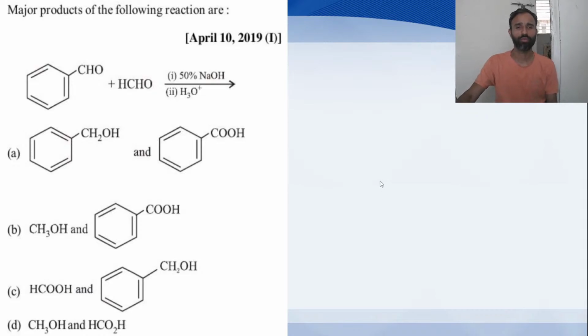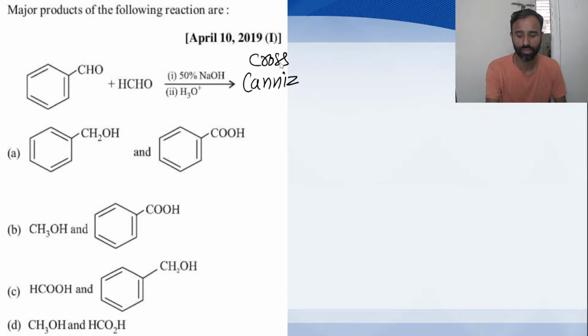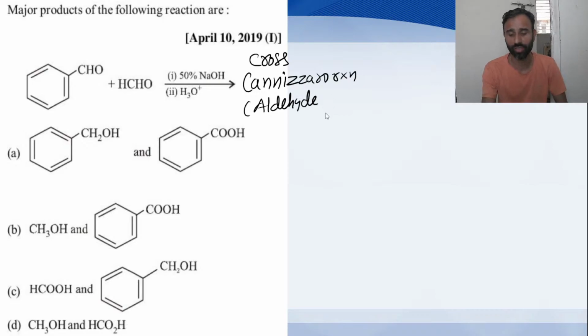Next, major product of the following reactions. This is one of the cross Cannizzaro reactions. 50% sodium hydroxide and 2 aldehydes having no alpha hydrogen. For Cannizzaro reaction, what is the criteria? Aldehydes with no alpha hydrogens. So both are like that only.